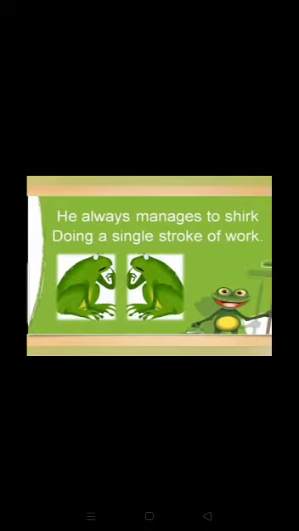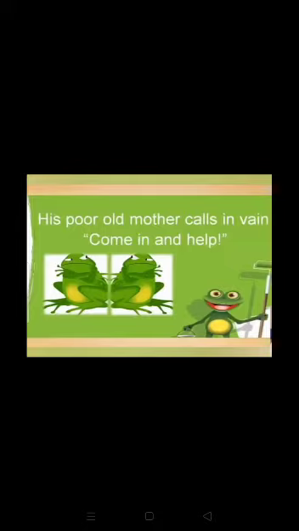Now he always manages to shirk doing a single stroke of work. Anyhow he manages to find one way or the other, or shirk means to avoid things, as he was lazy. Stroke means that there is no movement. He does not want to do a single piece of work and does not even move his body here and there, always in the rest position. His poor old mother calls in vain, come in and help. Now every time his mother used to call him for some work, but all goes in vain. Here in vain means it's all useless. Fred does not take care of his mother's call and just lies around lazily.